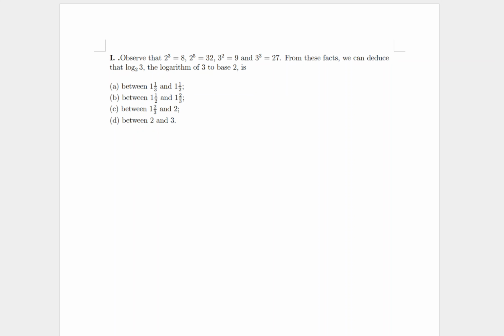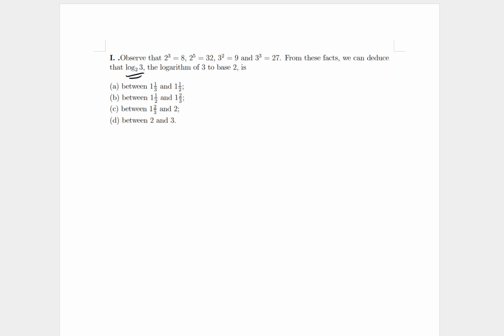Question 1I. Observe that 2 to the 3 is 8, 2 to the 5 is 32, 3 squared is 9, and 3 cubed is 27. So what can we deduce about log 3 to the base 2? Alright, so we see that we want log 2 of 3. So an instinctive thing to do would be trying to log these things.